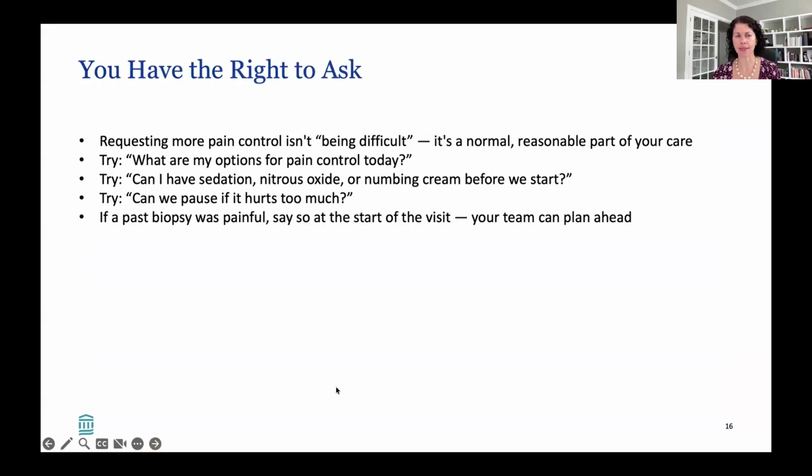You always have a right to ask. You have a right to ask, why do I need this biopsy? First and foremost, you have the option of asking, can I have pain control, or what are my options for pain? And remember, each hospital, each clinic is really different. So just because in one place they tell you one thing and in another place they tell you something else, doesn't mean that one place is doing it right and the other place is not. There are just different practices in different places.